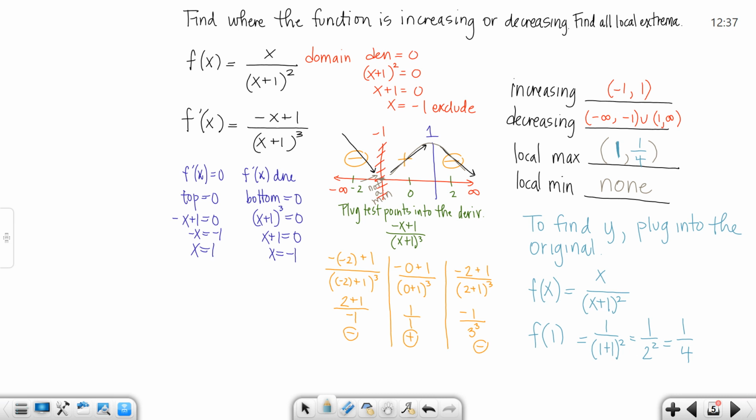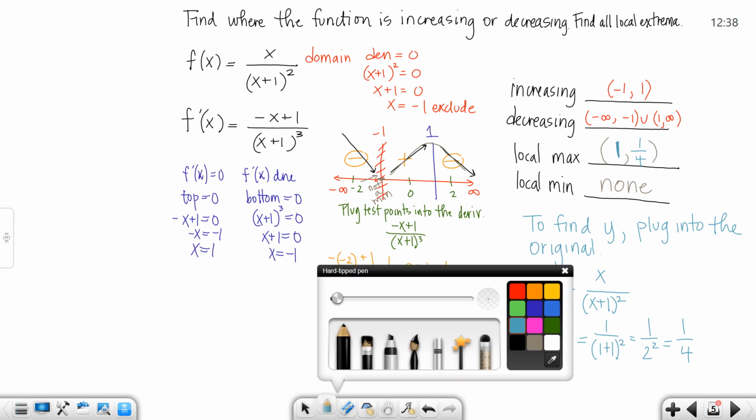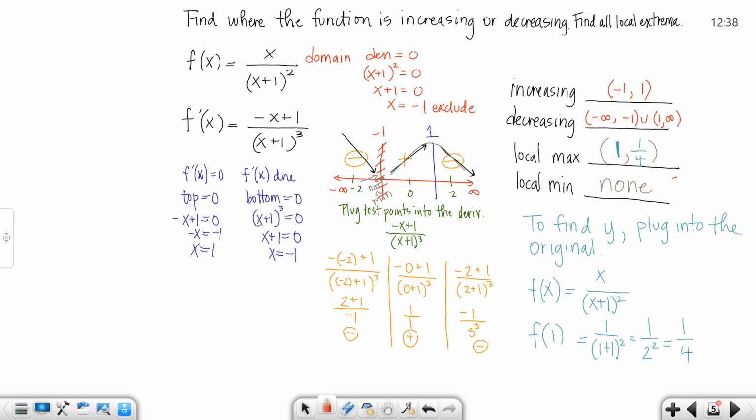Well, let's say that -1 is still kind of bothering you. You think it should be a min. Here's why it can't be a min. Let's pretend we wrote it in the blank for just a second. Plug -1 to find y, plug into the original. If you plug -1 into the original, you get -1 over 0. Well, -1 over 0 is undefined. So you can't have a point there because it's not in the domain. And that's why there is no local min here.